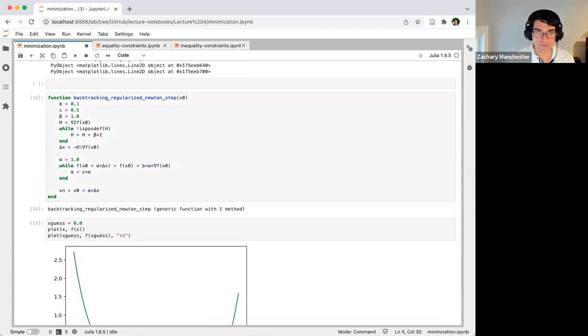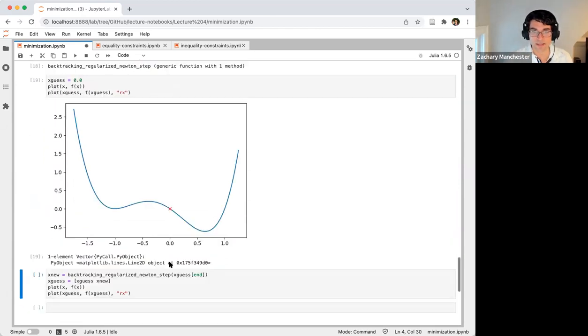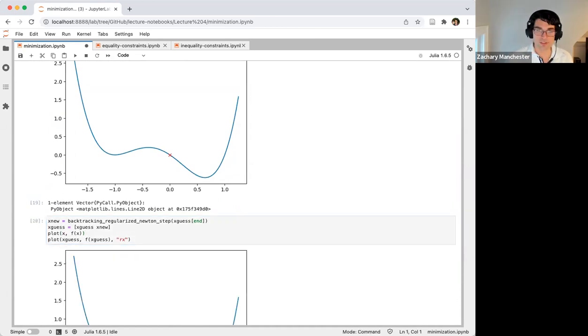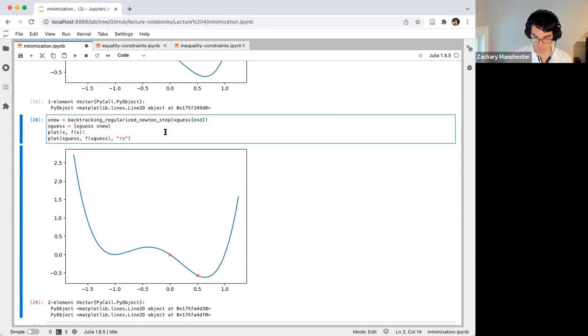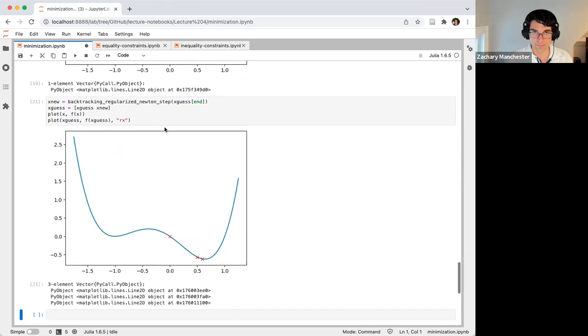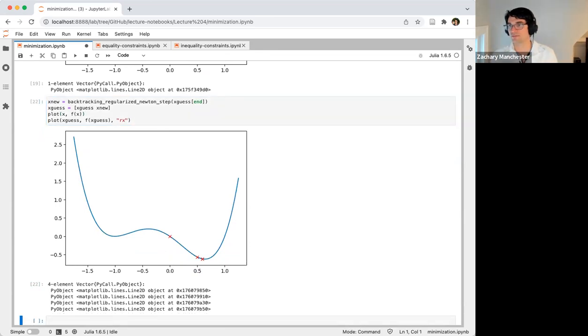So let's take a look at that. We're going to start at the same spot. And now with this backtracking line search, rather than overshoot the min, we get a really nice step almost to the minimum. So that's 1 step, 2 steps, 3 steps, we're there. So this gives us nice, robust convergence. Adding the regularization makes sure we go in the descent direction, and adding the line search makes sure we don't overshoot the minimum.